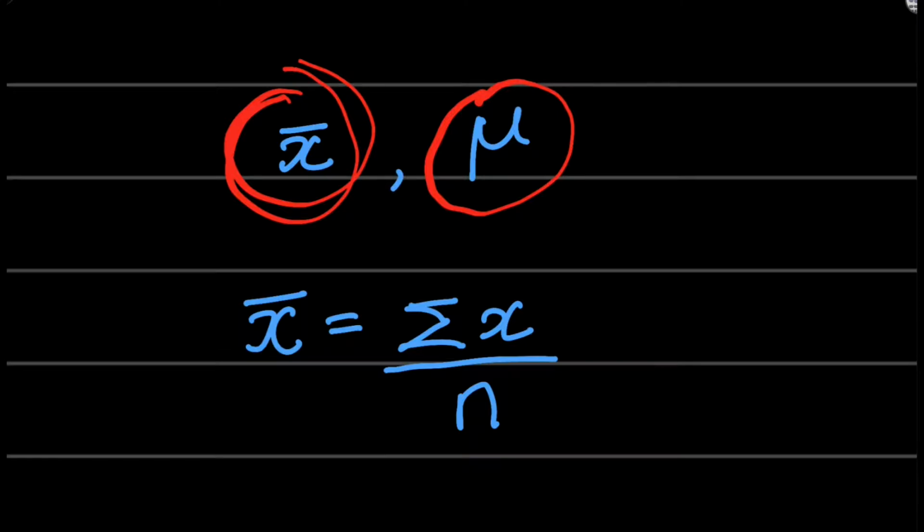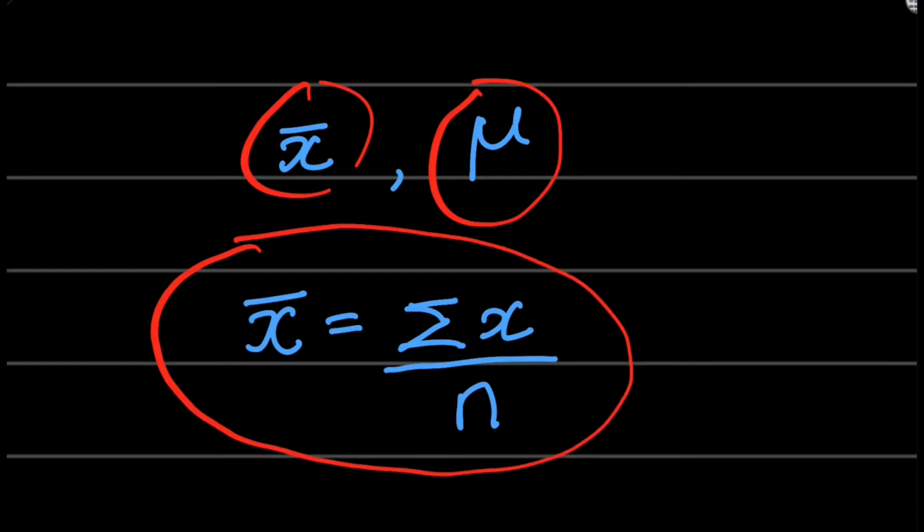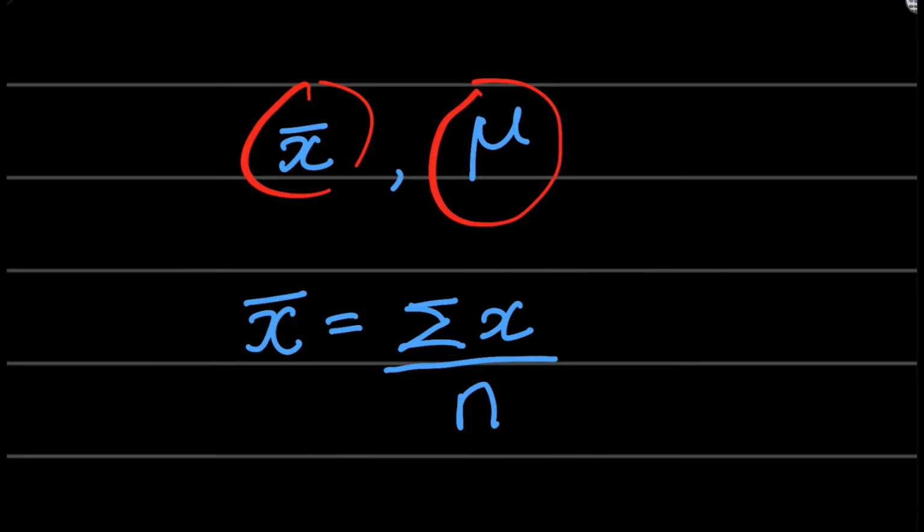So if you're trying to calculate the mean of your sample, then you denote the mean of your sample as x bar. But if you are trying to find the mean of the population, that is the collection of all items under consideration, and you have access to the population, then you are simply going to use mu to denote your mean. Either way, whether you are using x bar or mu, the formula remains the same. Mean is equal to summation x over n.